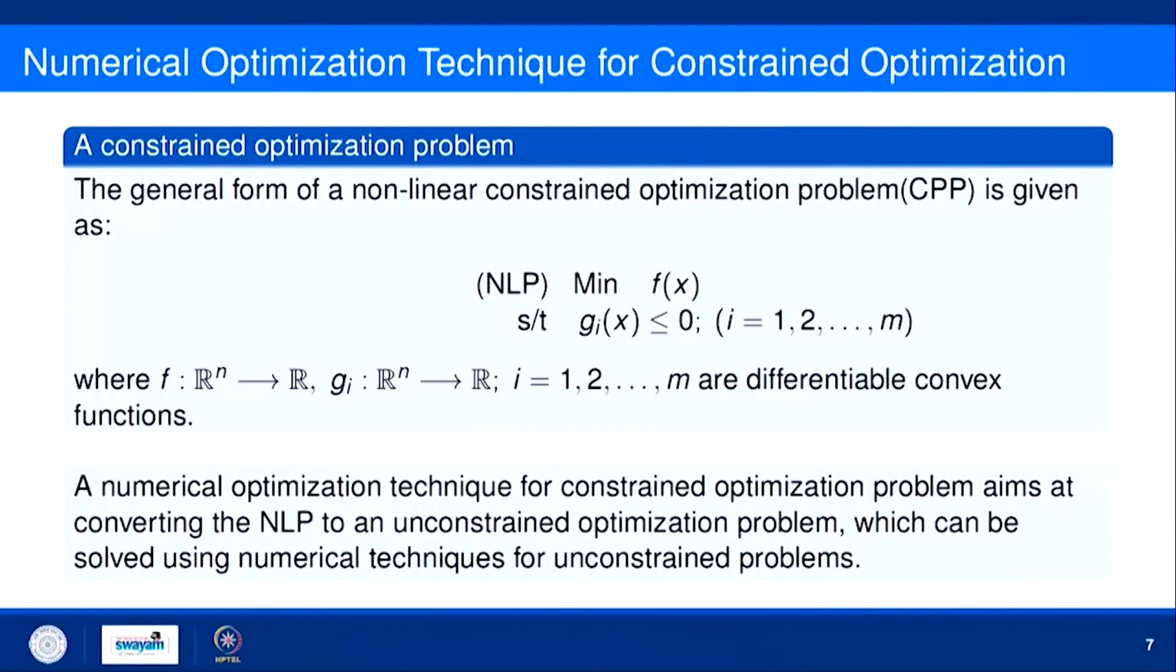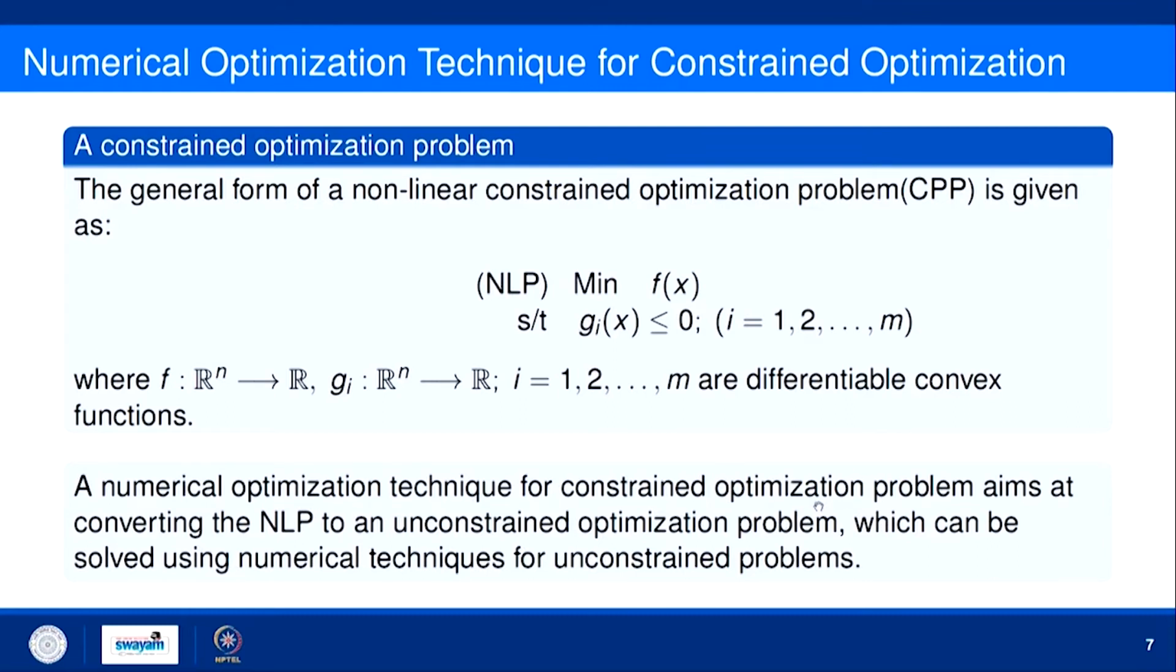Now, suppose you have a nonlinear programming problem like this: minimization of f(x) subject to g_i(x) less than or equal to 0, i from 1 to m, and suppose f and all g_i's are differentiable functions. So, a numerical optimization technique for a constraint optimization problem aims at converting the NLP to an unconstrained optimization problem, which can be solved using numerical techniques for unconstrained optimization.